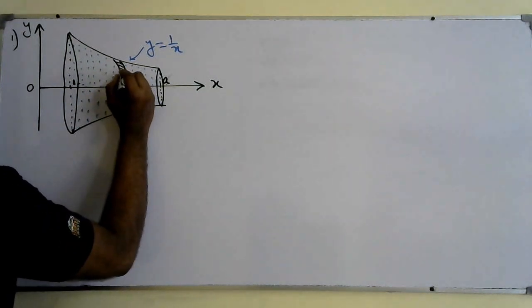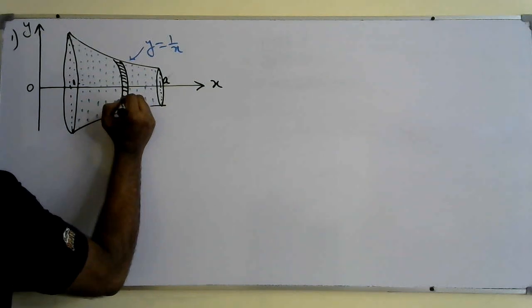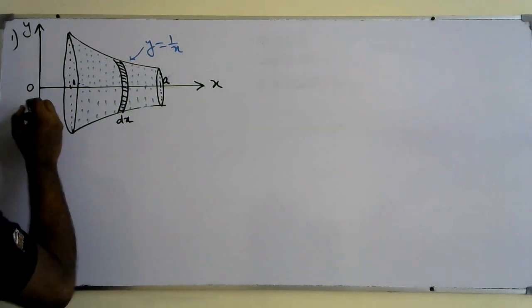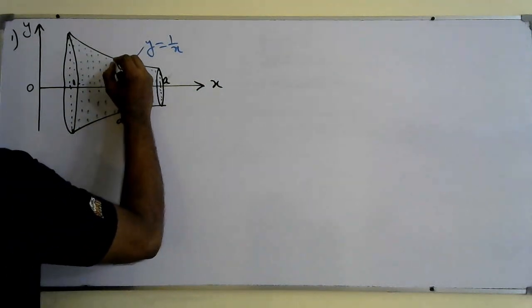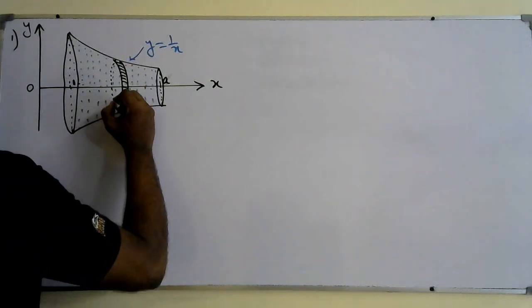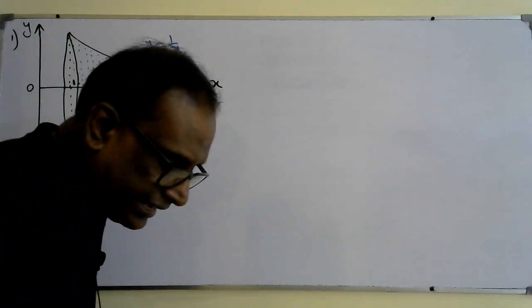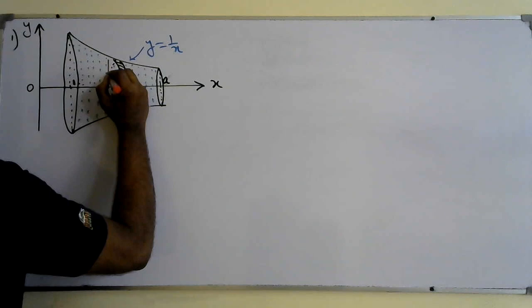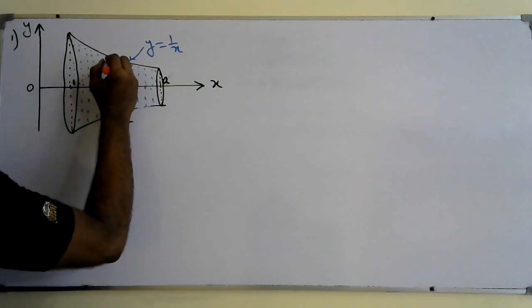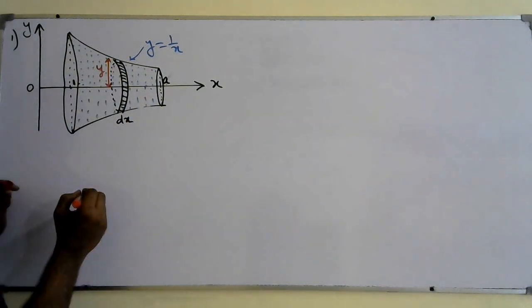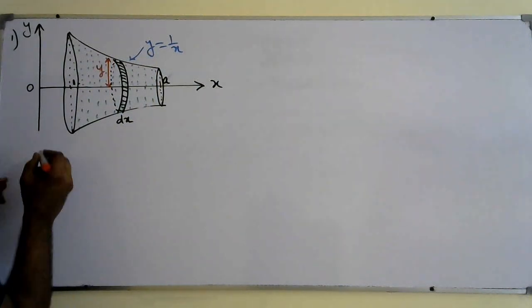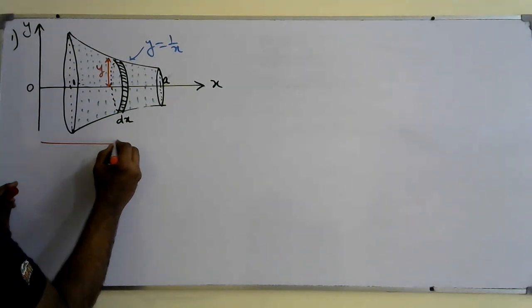So we'll imagine a smaller disc of thickness dx at a distance x from the origin. For this disc, the radius is going to be this one. This is the radius, we can name it as y, because this is on a Cartesian coordinate. So the radius of this disc is y and it is at a distance of x from the origin.